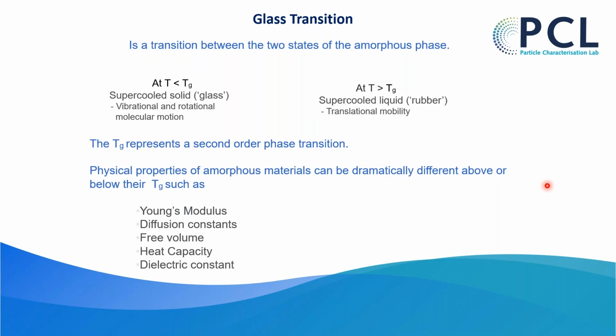Just to remind you what happens above and below the Tg, and the list down here is probably the most important. Properties vary enormously above and below the Tg. And sometimes the best way of seeing a Tg is mechanical properties. So for example, above and below the Tg, the heat capacity might only vary by a factor of 2. So sometimes DSC is quite tricky to spot Tgs.